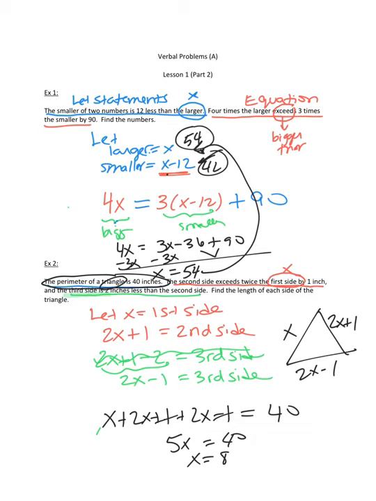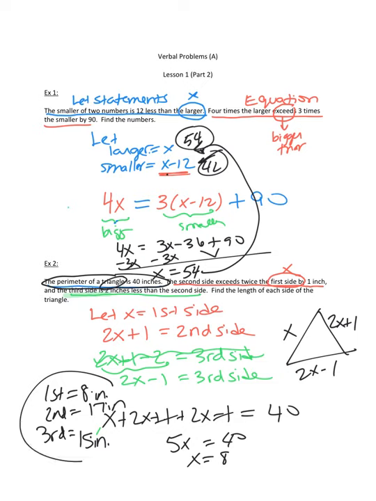So I go plug back into my let statements. The first side is 8. Okay, I'm just going to write it over here. First equals 8 inches. The second side equals 2 times 8 plus 1, which is 17 inches. And the third side is 2 times 8 minus 1, which is 15 inches. And these are your 3 answers.